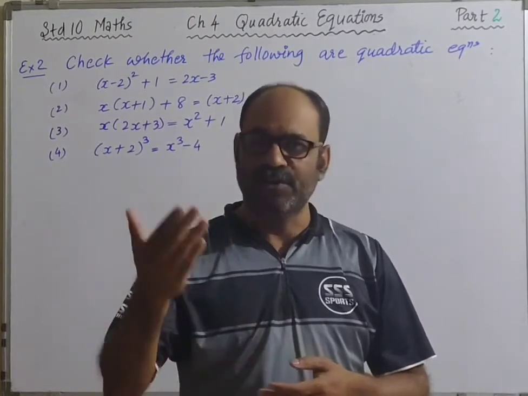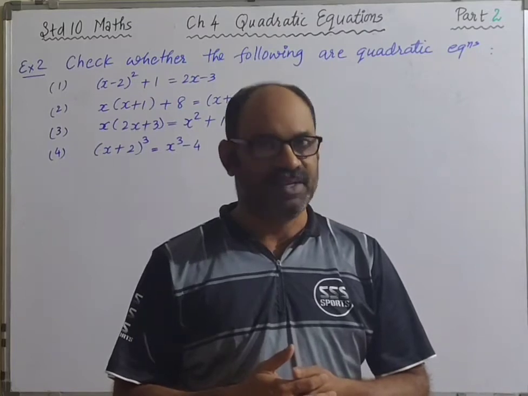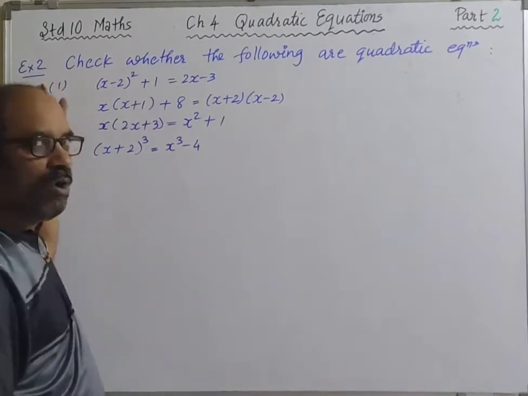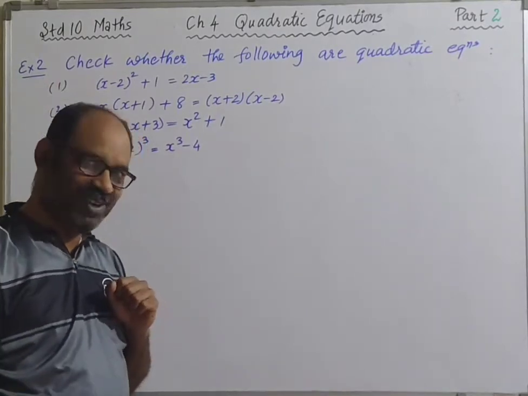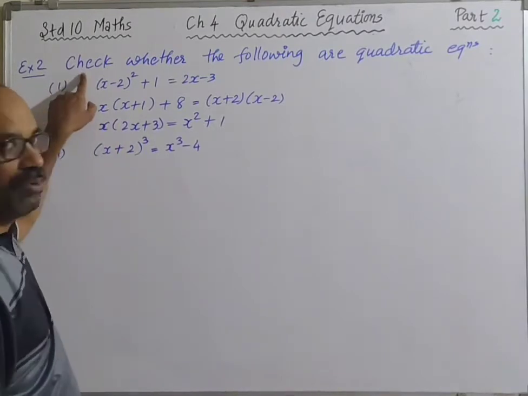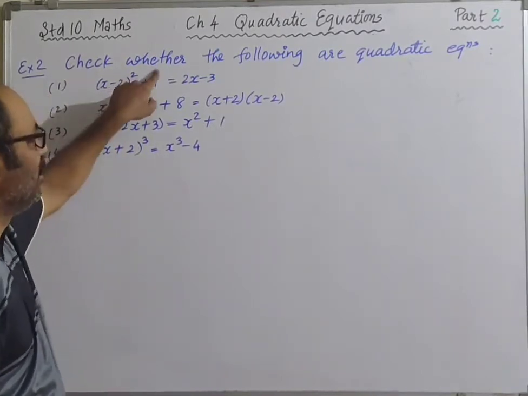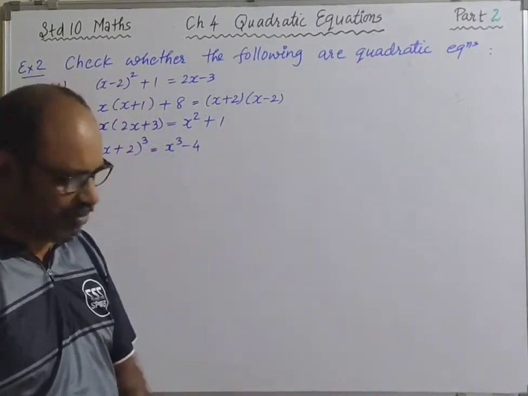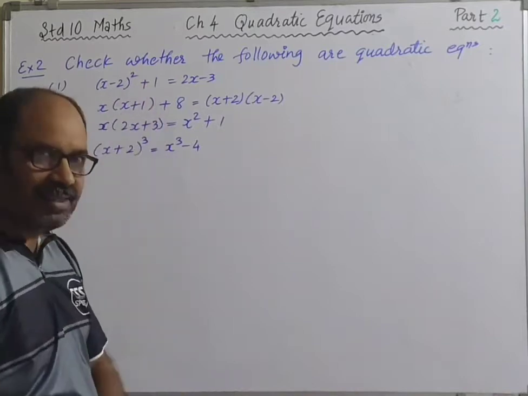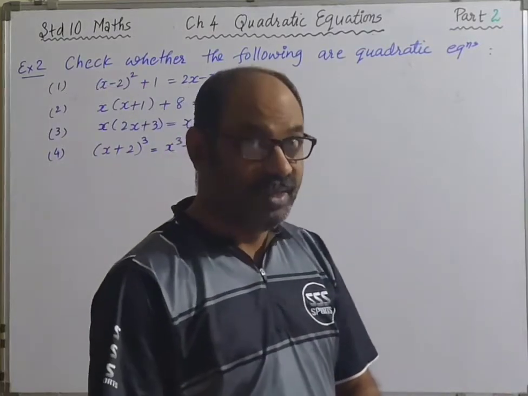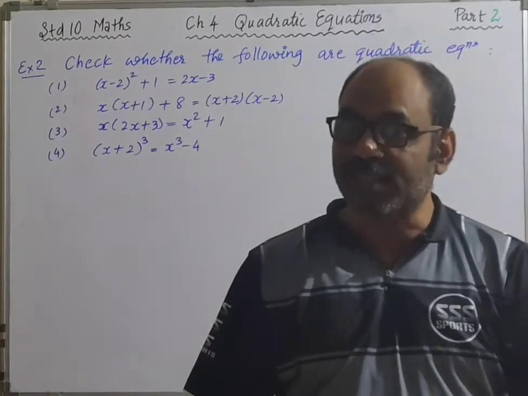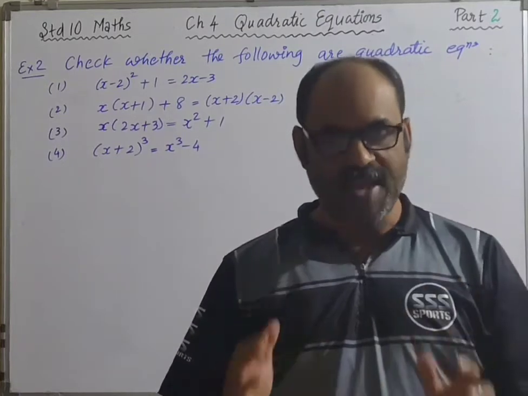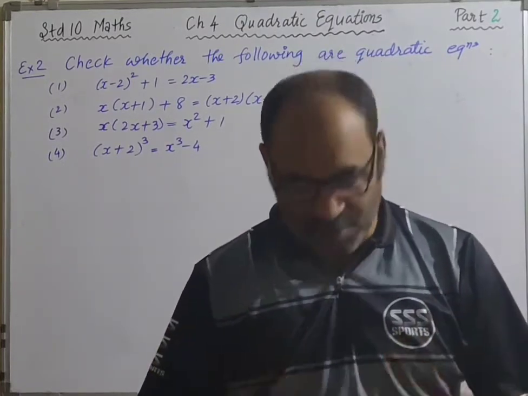Alright children, so we are going to see the second method today, and that is the completing square method. But before that, we missed out Example 2 of the textbook. So we shall see that first. Okay? Example 2. Check whether the following are quadratic equations or not. First one. Yes, it's an equation. But whether it is quadratic or not, we will have to decide. It's not given in the standard form. So, to achieve standard form, we will have to simplify.